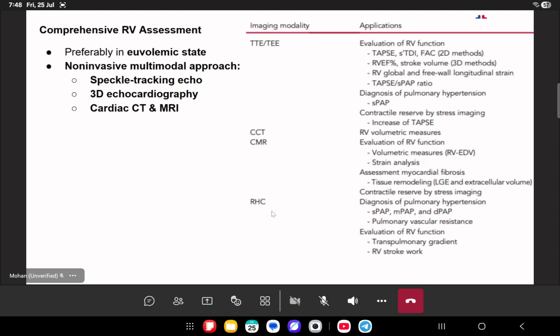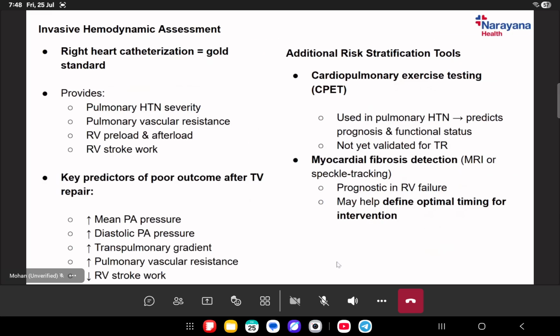And right heart catheterization is the last; it will give us the diagnosis of pulmonary hypertension, that is SPAP and mean pulmonary arterial pressures, and then the most prognostic value, that is diastolic pulmonary arterial pressures. Pulmonary vascular resistance and evaluation of the RV function, that is transpulmonary gradient and RV stroke work. So right heart catheterization is the gold standard to give all these values; it provides pulmonary hypertension severity, and RA preload and afterload with vascular resistance.